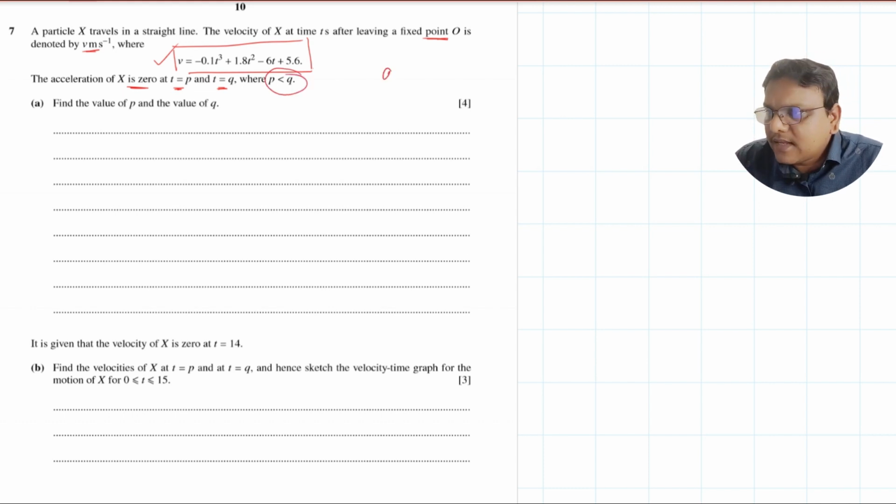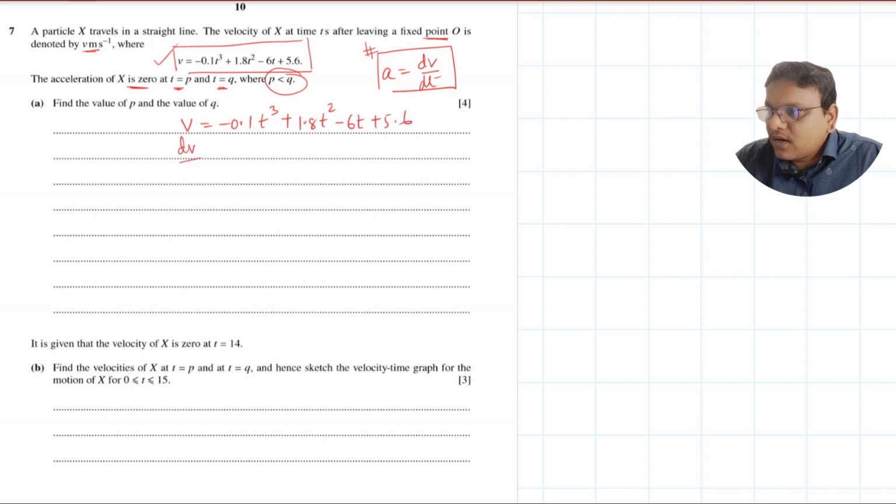And all of us know that acceleration is equal to the differentiation of velocity, right? This is a general formula. So v is given already, right? Velocity is given as minus 0.1 t cube plus 1.8 t squared minus 6t plus 5.6. So please try to find out the acceleration, that is dv over dt. When you differentiate this, it will be minus 0.3 t squared plus 3.6 t minus 6, right?